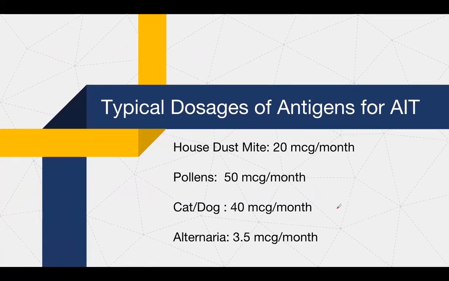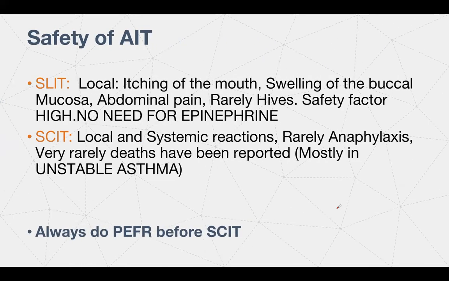This is actually the dosage recommendation for different major allergens. For house dust mite, it should be 20 microgram per month. We need to reach that maintenance phase. And for pollens, it is 50 microgram per month. For cat and dog, it is 40, and Alternaria 3.5 microgram per month.